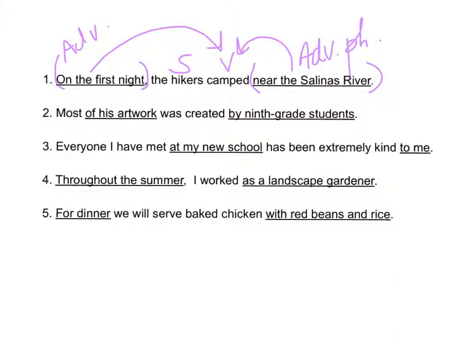All right, nicely done. Let's do the next one. Most of his artwork was created by 9th grade students. Again, let's mark them with our parentheses. Find the verb. Was created. Who or what was created? Most was created. Again, not many other words to choose from here. Of his artwork. What does that modify? It modifies most. Most of his artwork.